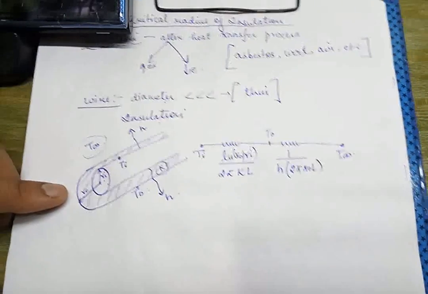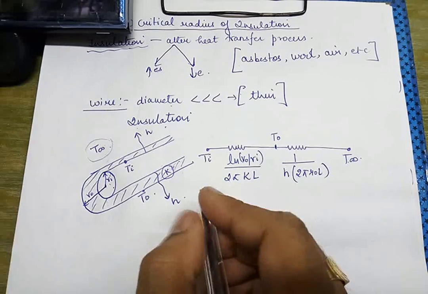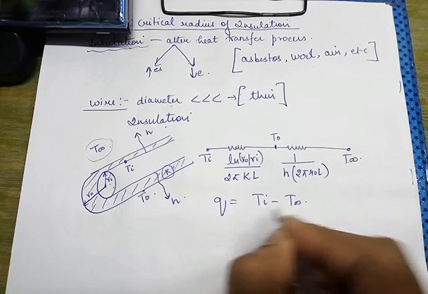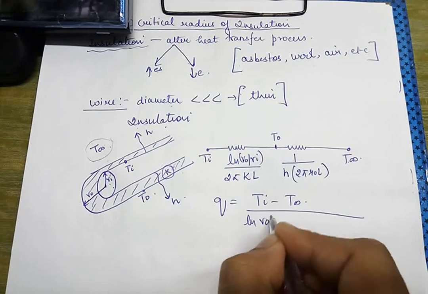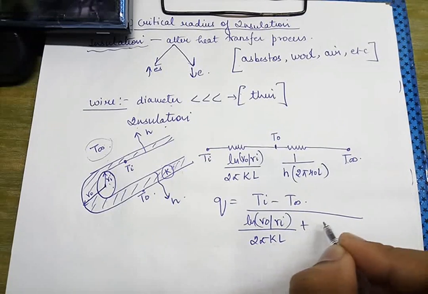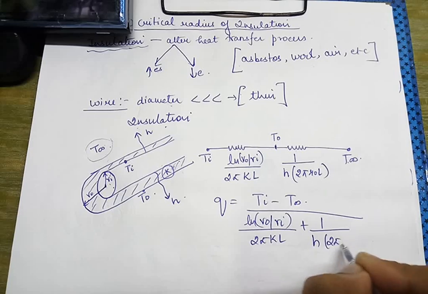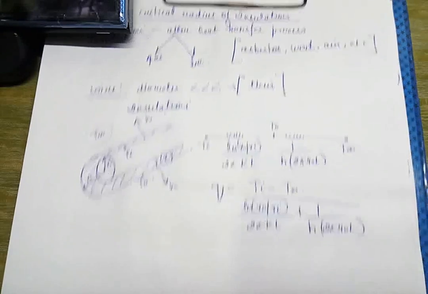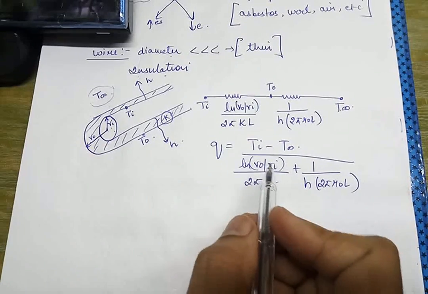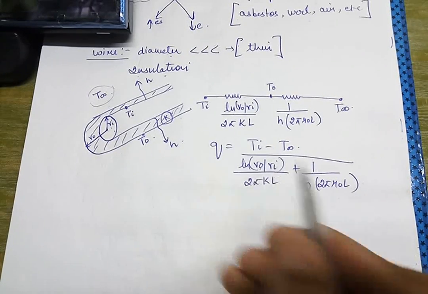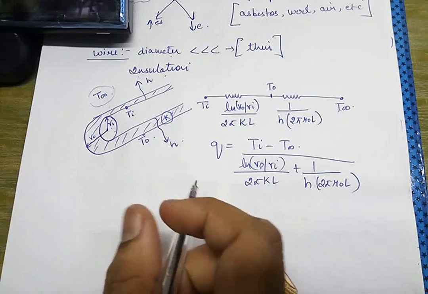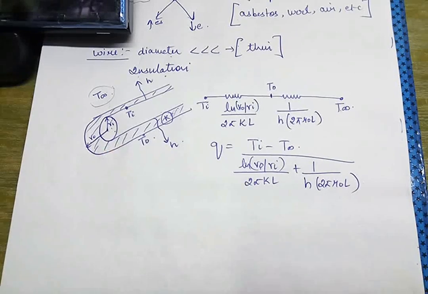Now, if I wish to write down the equation for heat transfer, that will be Q equals (Ti minus T infinity) whole upon [ln(R0/Ri) upon 2 pi KL plus 1 upon h 2 pi R0 L]. Okay, now in order to find out the critical value of this outside radius, that is, what should be the value of this outside radius in order to alter the heat transfer rate, whether to maximize it or to minimize it, we apply the condition of maxima and minima.